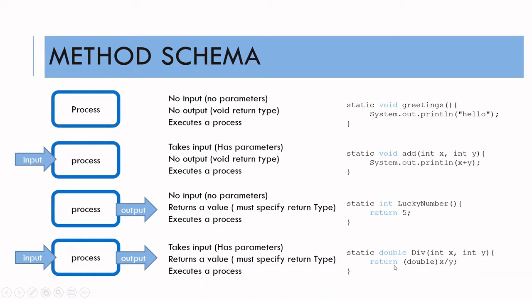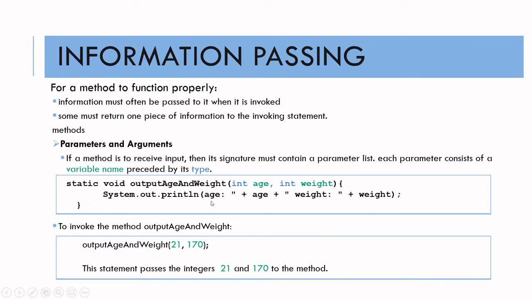If it returns something, it has to have the keyword return. If it doesn't have the return keyword, it means it's not returning anything. For example, this one has no return, and this one has no return, so the return type is void. In these ones, we have return 5, which is an integer value, so we said it returns an integer. This one returns x divided by y cast to double, so it's returning a double value. So these are the four schemas for methods.